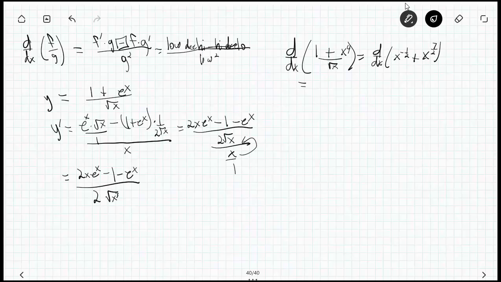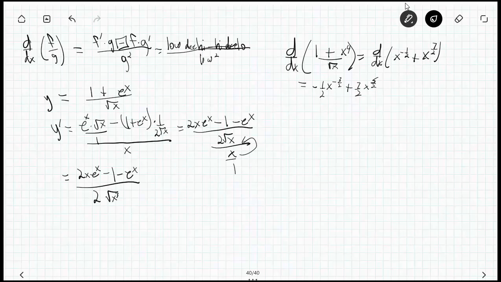No quotient rule necessary. I would say if you could avoid, if you're not being forced to use the quotient rule, then don't use it. It's pretty onerous, and there are lots of places for you to make errors. So use your better judgment. Use the algebra that you've learned to make your lives easier. This becomes negative 1/2 x to the negative 3/2, right? Plus 7/2 x to the 5/2. And I'm done. I took a derivative.